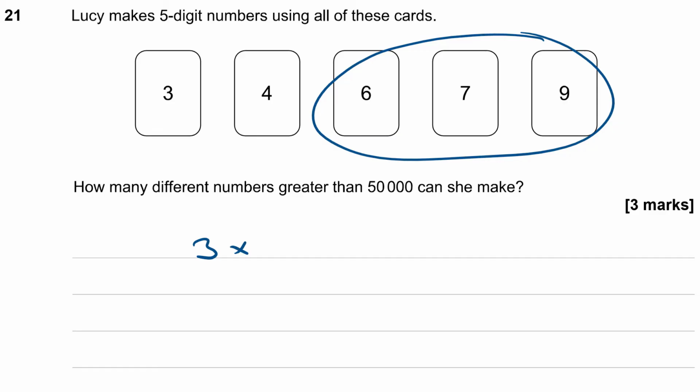For her second selection, it doesn't matter which one of those 6, 7 or 9 she picks, she'll have 4 other choices for her next digit number. Then she'll have 3 choices for her next digit and 2 and then 1. So the total number of selections that she's got is going to be 3 times 4 times 3 times 2 times 1, which is 72 choices.